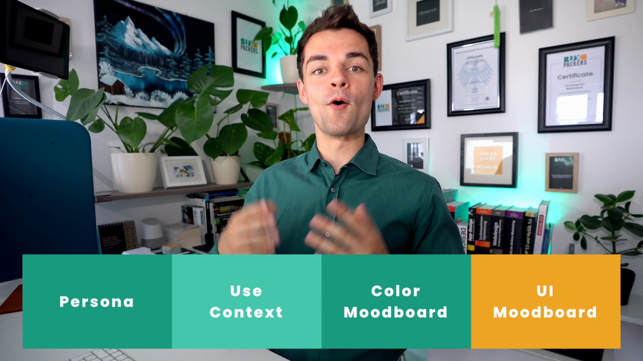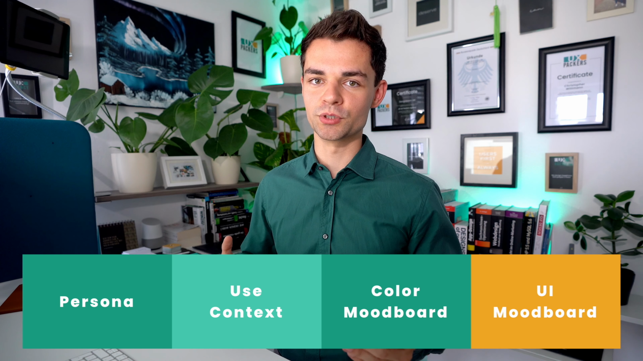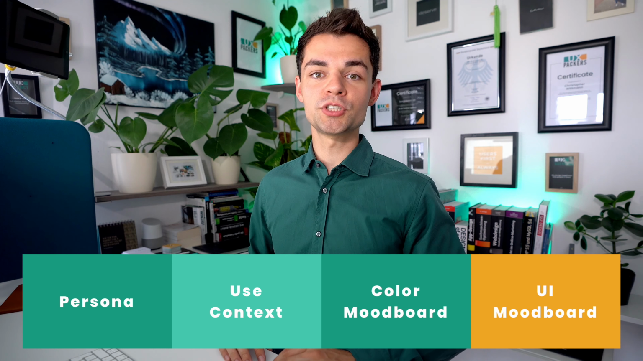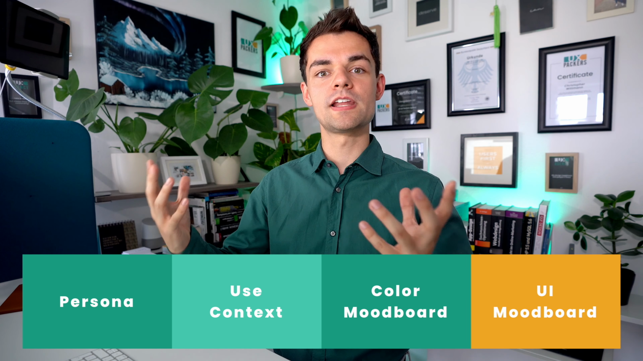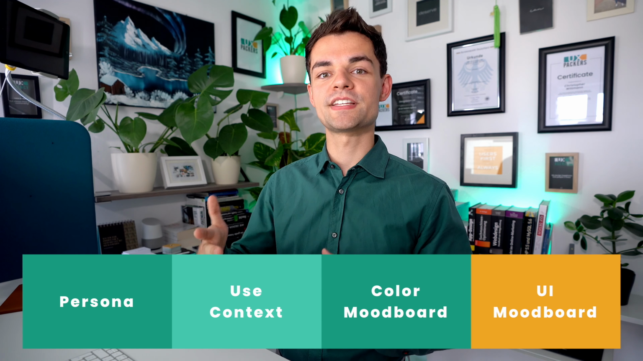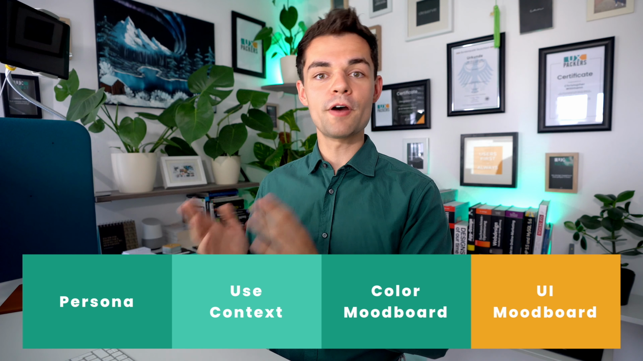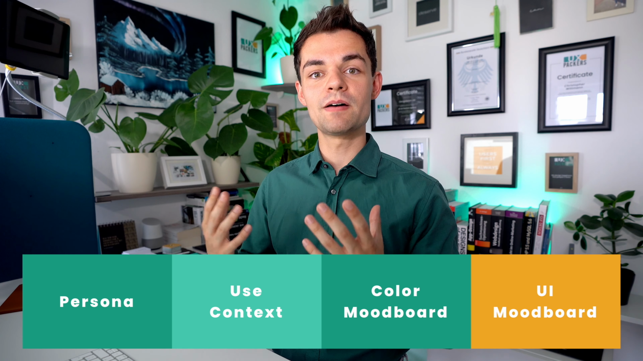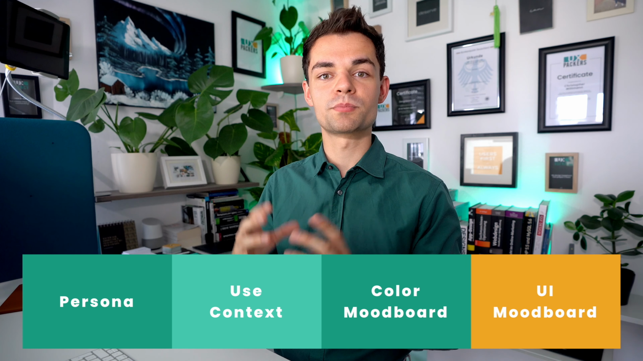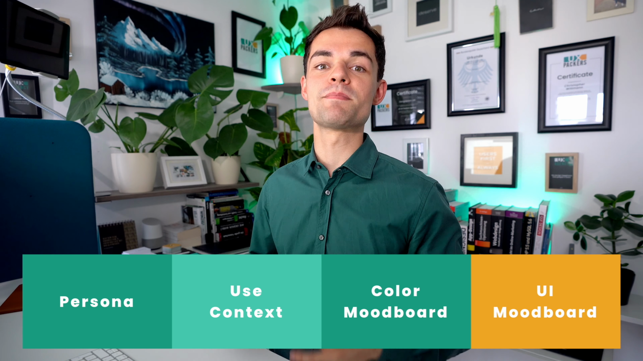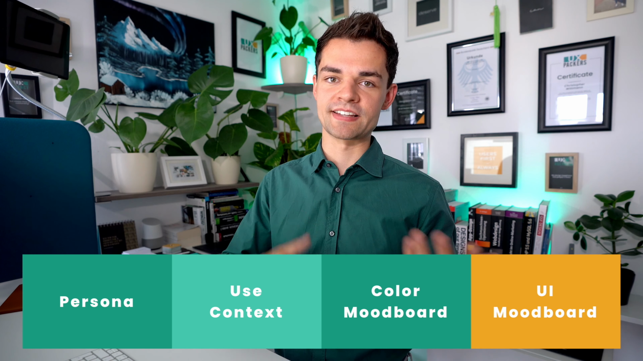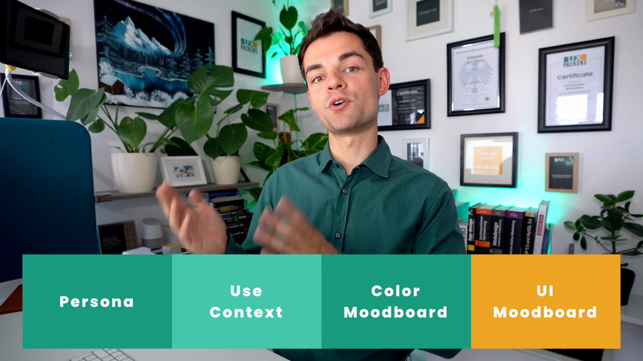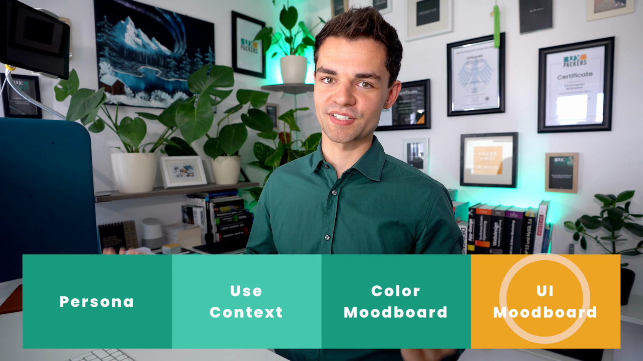So what does a design beam for a small project look like? Well, to the very left, you create your persona. Whom are you developing a solution for? Besides that, you show the use context, the overall environment where your interface will be used. A bit further to the right, you show the color mood board. What do you want to present? What should the color scheme be like?